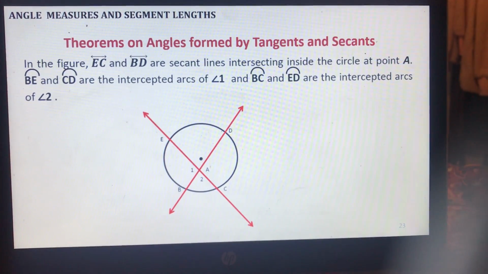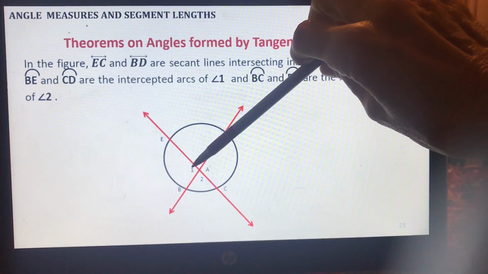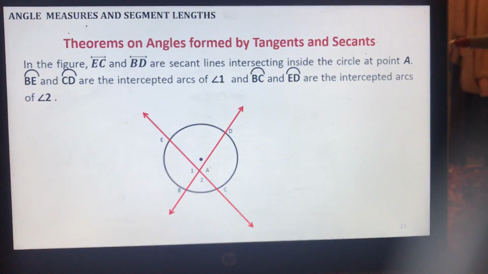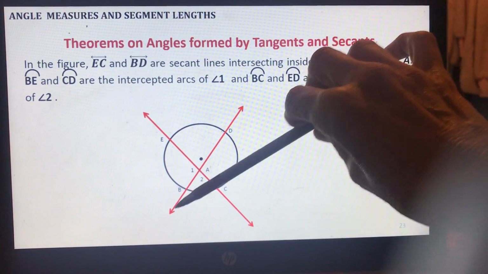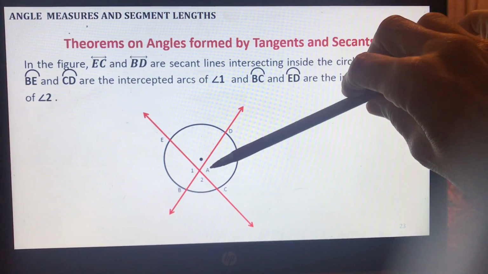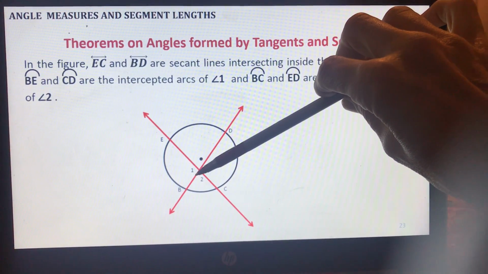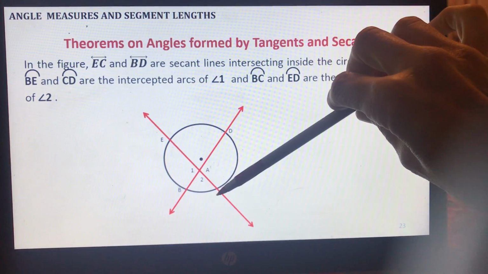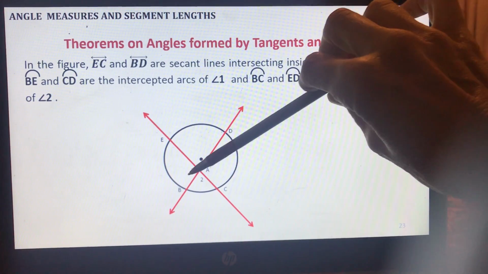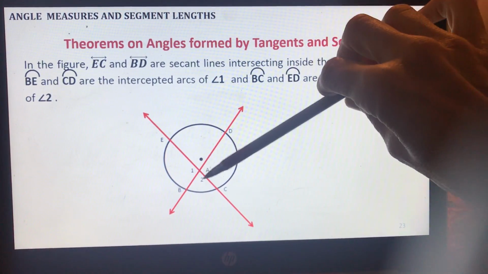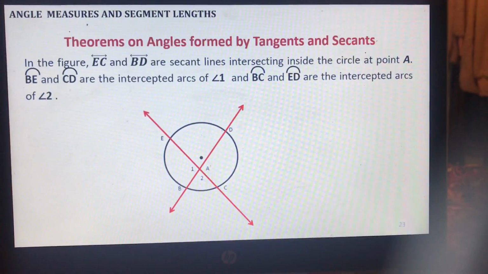Okay, so we also have to notice, by the intersection of these two secants, that angles 1 and 2 form a linear pair. Why? Because they have this vertex, which is point A, in common, and they both share a common side or a common ray. Now, since angles 1 and 2 are a linear pair, the sum of the measures of angles 1 and 2 is going to be equal to 180, because by definition, a linear pair is formed by two angles which, when you sum them, have a measure equal to 180.